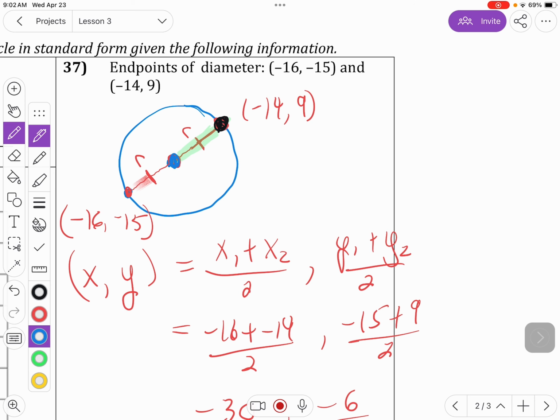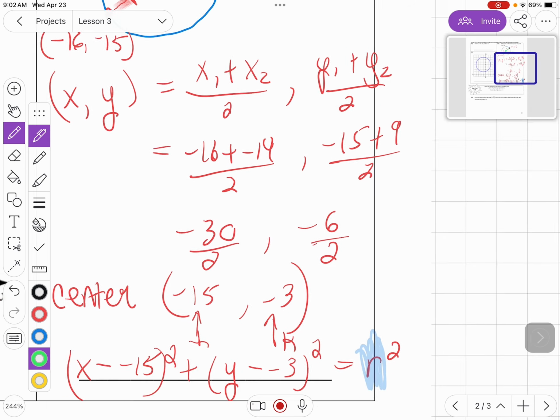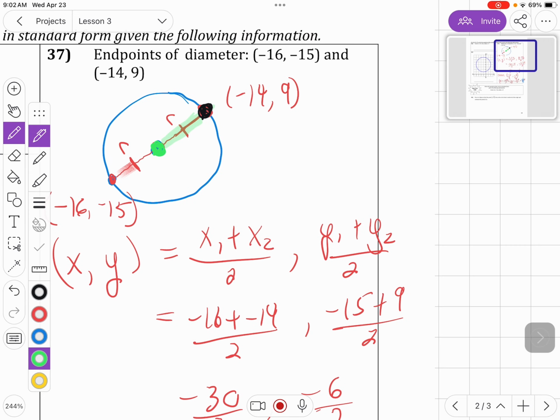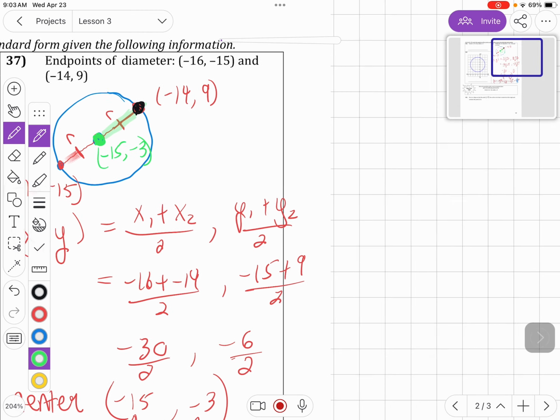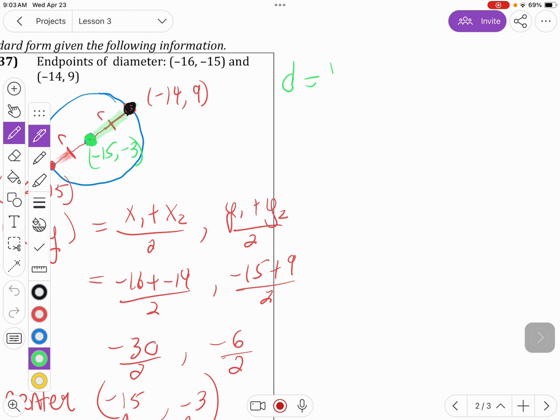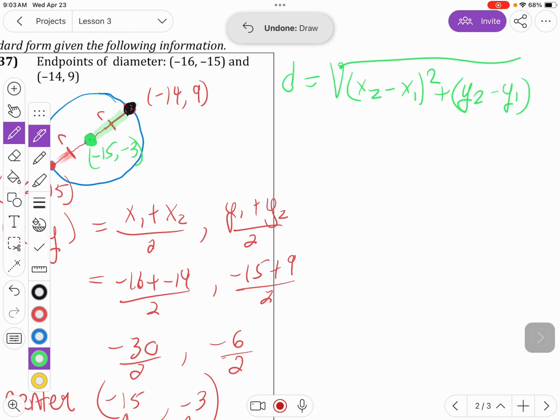So let's make this green. This center value was -15 and -3. So let's mark this as -15 and -3. Now let's work the distance formula. The distance between those two points, the center and that endpoint of the diameter, is going to look like this. It's going to be the second x term minus the first, squared, and you're going to add that to the second y value minus the first, and you're going to square that and add them together.